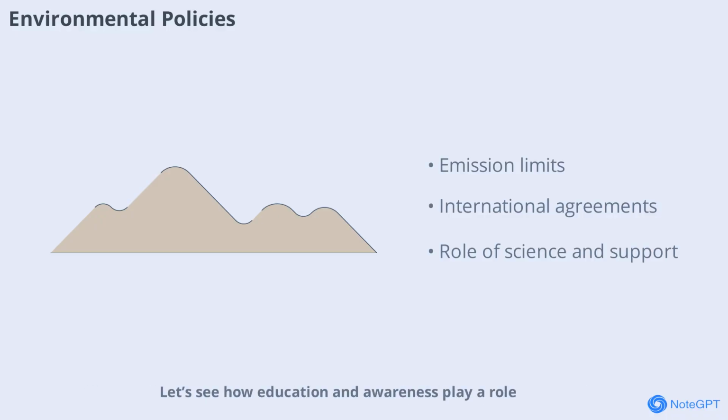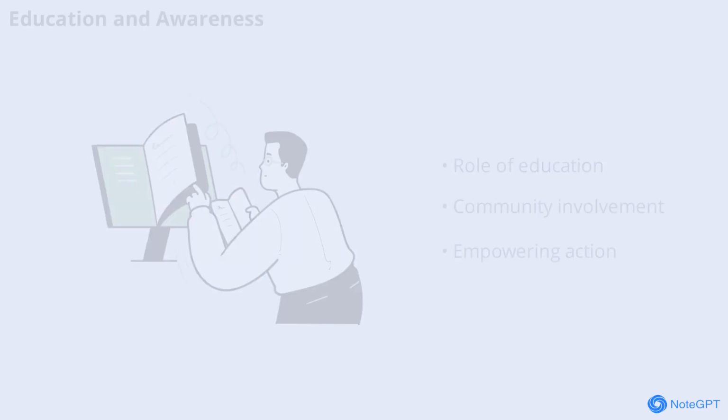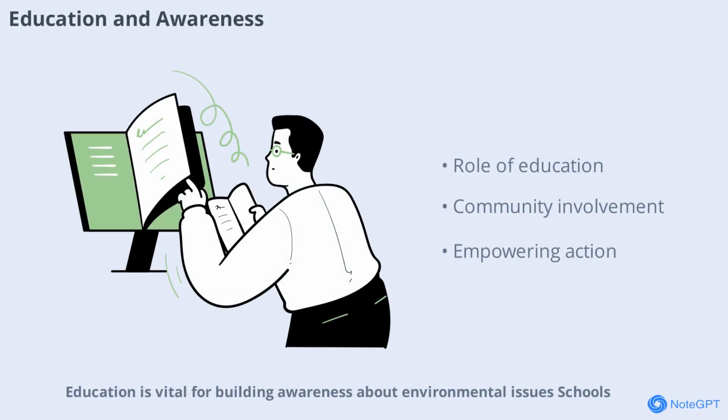Let's see how education and awareness play a role. Education is vital for building awareness about environmental issues. Schools, media, and community programs teach people about pollution, climate change, and the importance of protecting natural resources. Informed citizens are more likely to support environmental policies and adopt sustainable habits. By spreading knowledge, we empower everyone to contribute to a healthier planet.